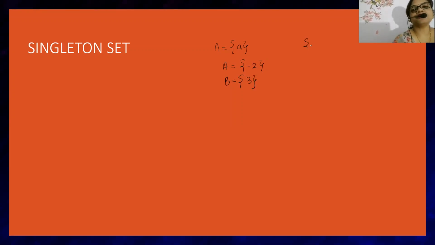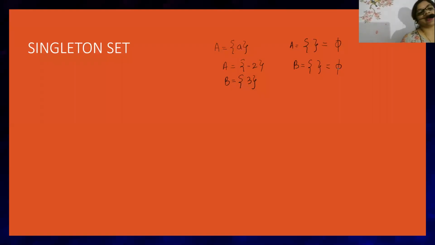Empty set means no element inside it. Empty set means I will be empty. Either I will be represented as curly brackets, or it will be written like this. So this will always be represented as the empty set. What will it be represented as? It will always represent the empty set.